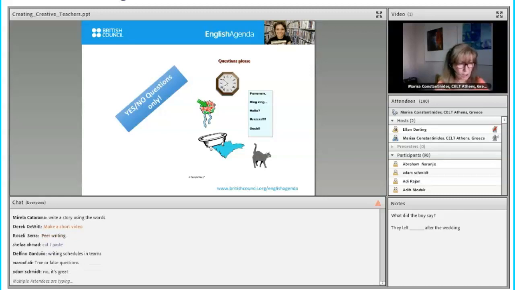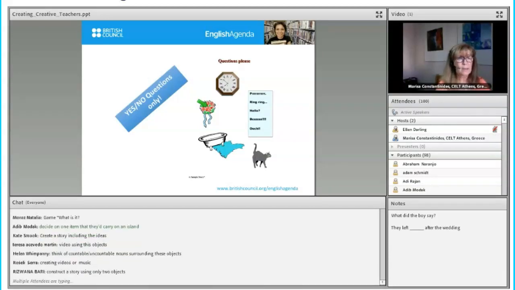True, false questions. Cut, paste. Make a short video on the basis of this one. Peer writing. They could be writing in groups. Write a story. Label them. Creating cases. Fill in the gaps using the images. Okay. Do an improvisation. Play what is it? What item would they carry on an island?